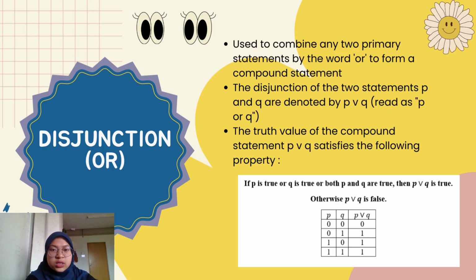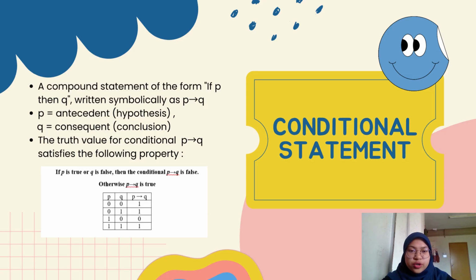Disjunction, in brackets or, is used to combine any two primary statements by the word or to form a compound statement. The disjunction of the two statements P and Q is denoted by P or Q. The truth value of the compound statement P or Q satisfies the following property. If P is true or Q is true or both P and Q are true, then P or Q is true. Otherwise, P or Q is false. We need to make a truth table for P 0011, Q 0101, and P or Q 0111.